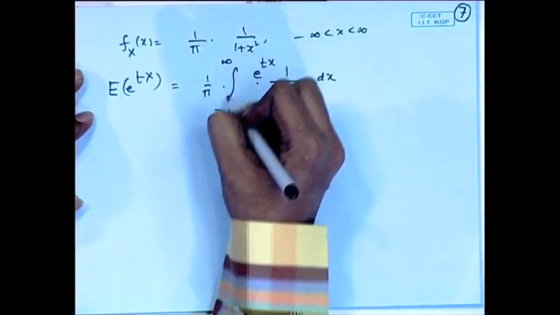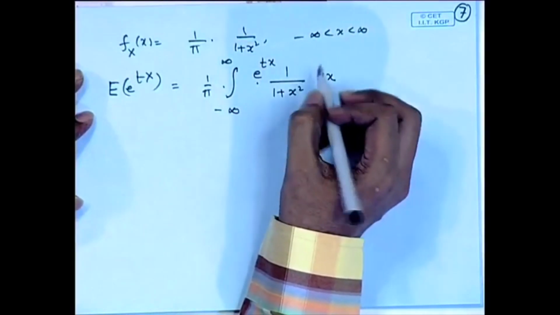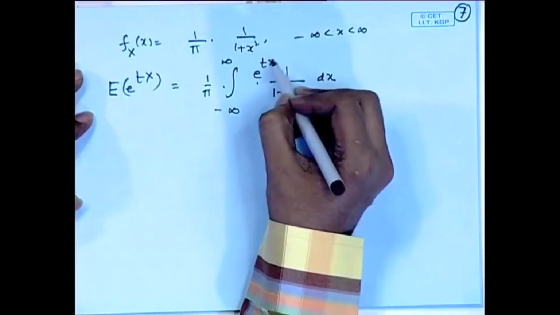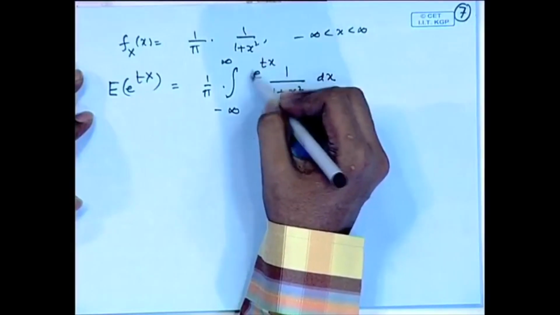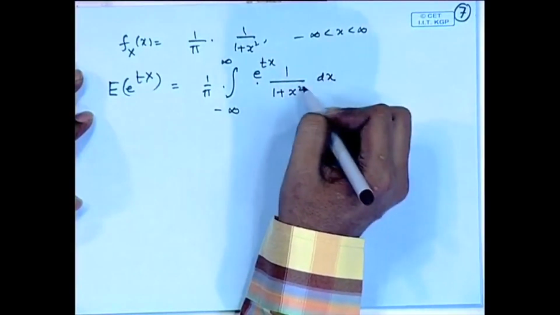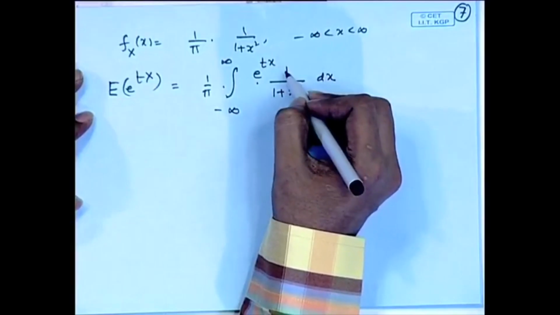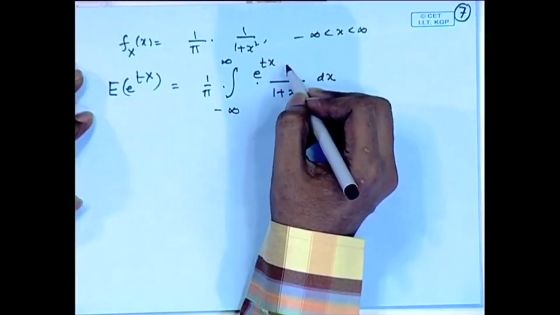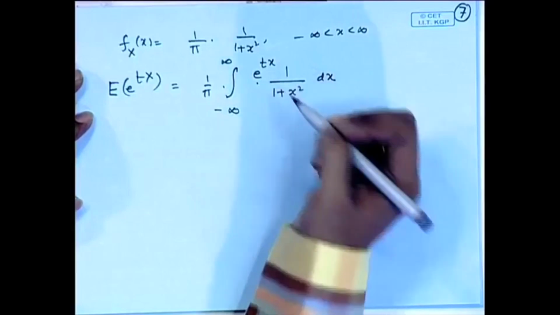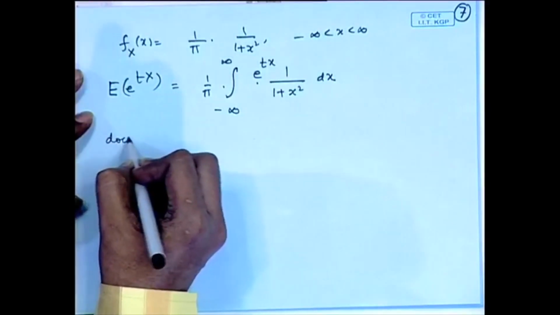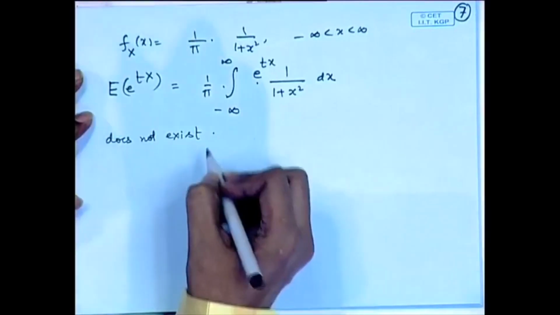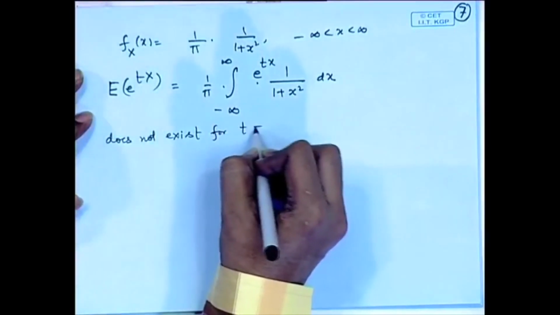So if you look at this one, then this does not always exist, because in the numerator you have an exponential term and in the denominator you have only a polynomial. In fact, we have seen that the mean itself does not exist. That means, if I put here x in place of e to the power tx, that itself does not exist, for t not equal to 0.